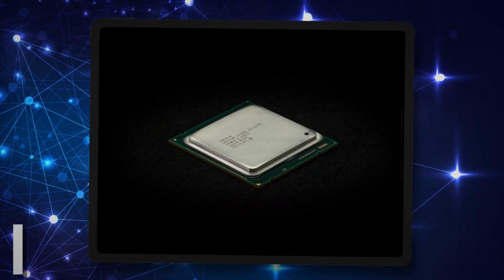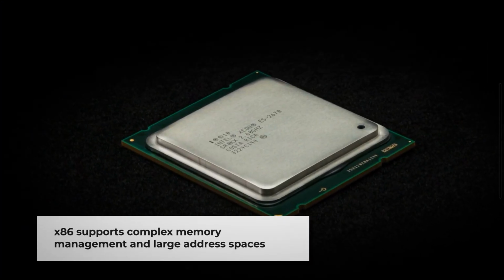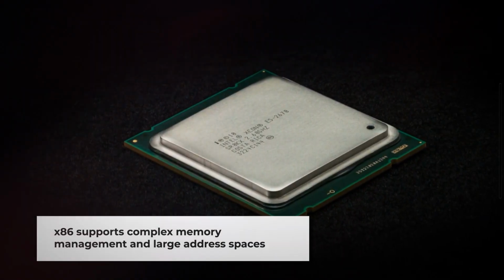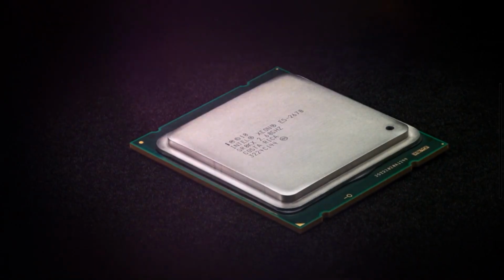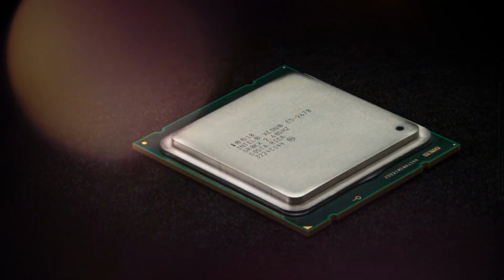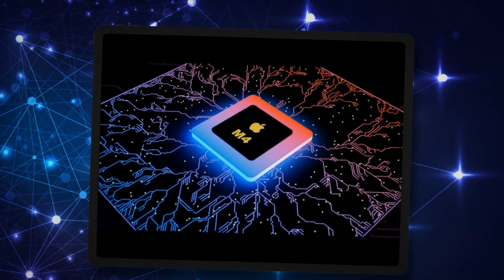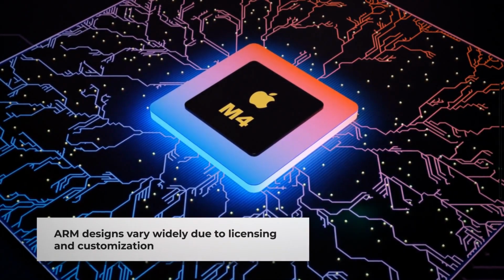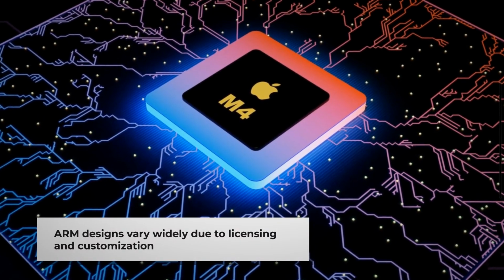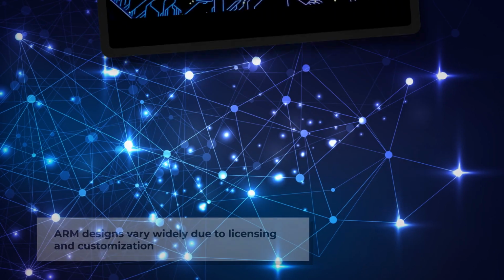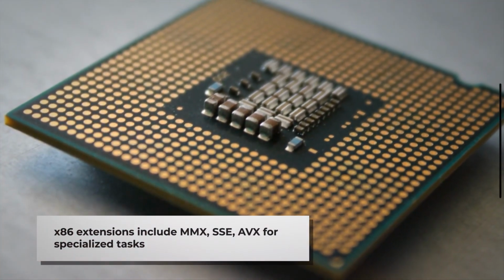Memory architecture and addressing capabilities differ between the platforms as well. Modern x86 processors support complex memory management units with extensive virtual memory capabilities, large address spaces, and sophisticated caching hierarchies. ARM processors have evolved to include similar features, but implementations vary more widely across different ARM chip designs due to the licensing model.